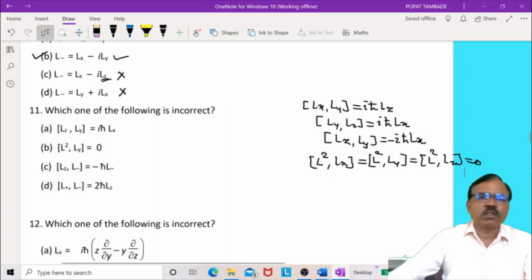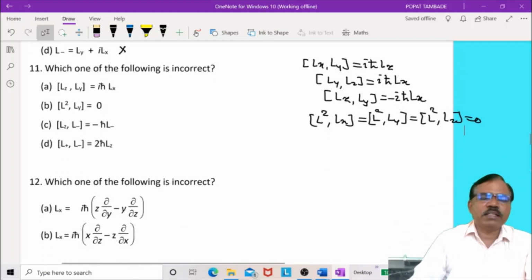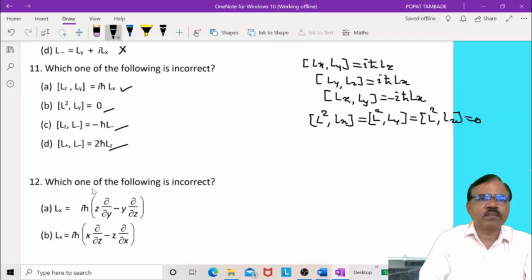We know this. Lz comma L minus is minus ħ L minus, this is correct. The commutator bracket of L plus, L minus is equal to ħ Lz, this is correct, this is correct, this is not correct, because we require a minus sign here. So there is no minus sign, minus iħ Lx. So we have to take which one of the following is incorrect. So this first one is incorrect.